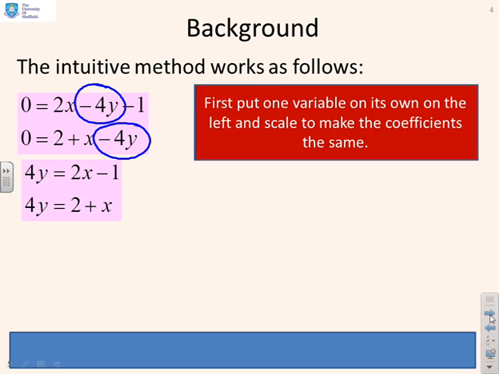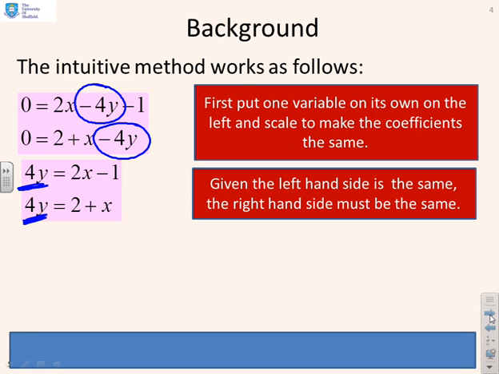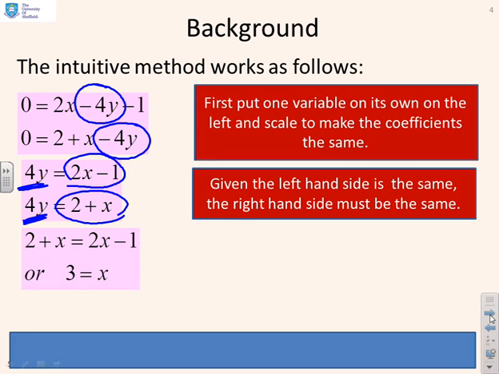So there we are, we get 4y equals 2x minus 1, and 4y equals 2 plus x. The key thing is in both equations we have something that is the same. They both have a 4y. What do we do next? Given the left hand side is the same, then the right hand side must be the same. They've both got 4y, and therefore what's left, which here is 2x minus 1 and 2 plus x, must also be the same. So we end up with this.